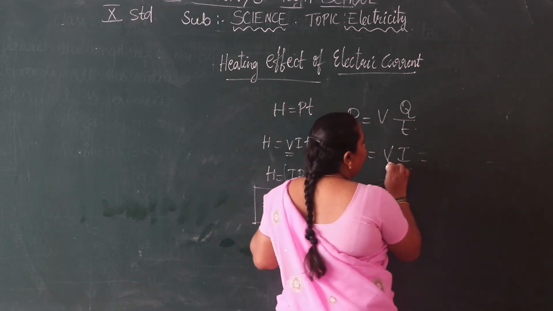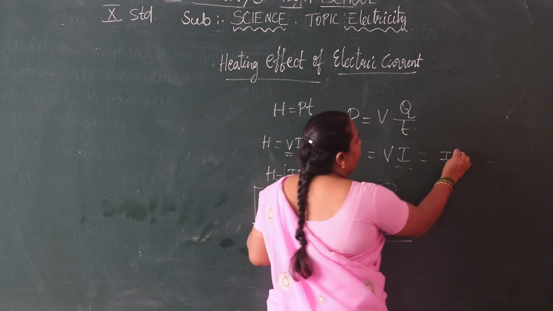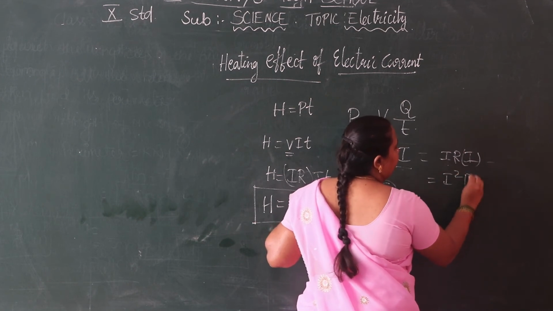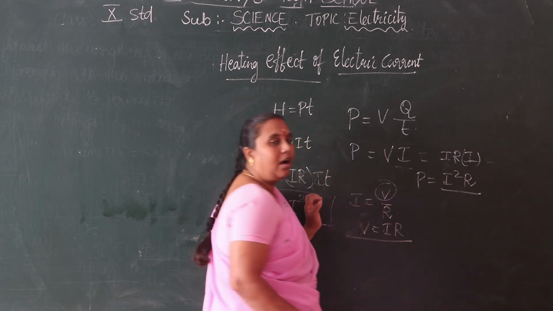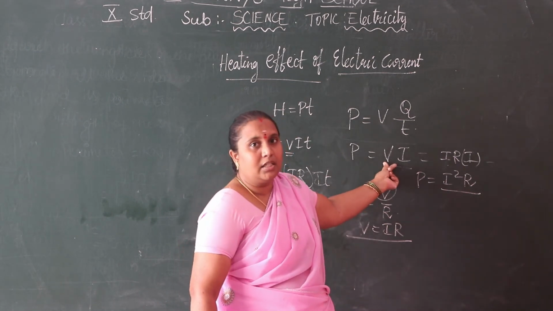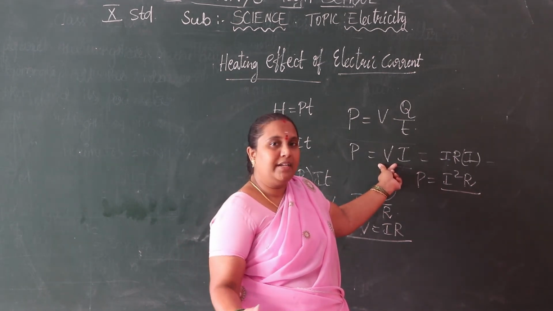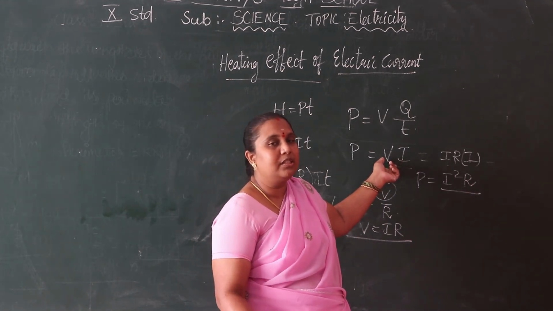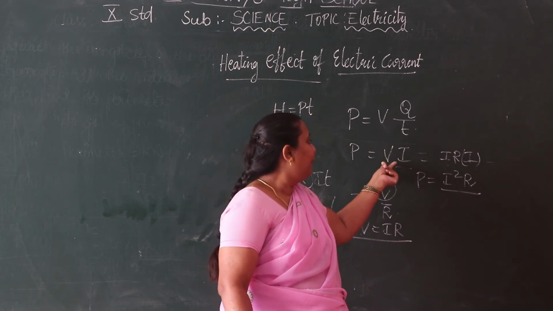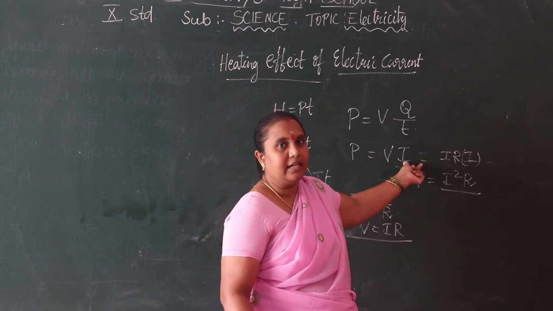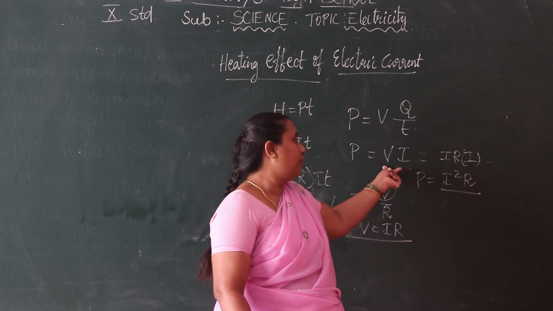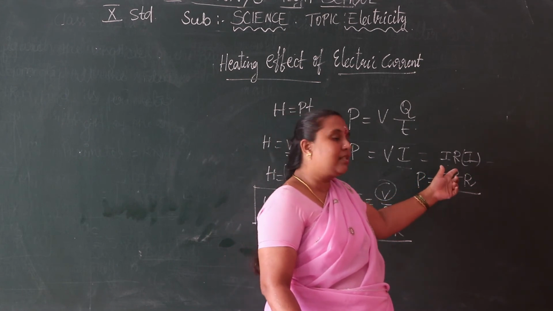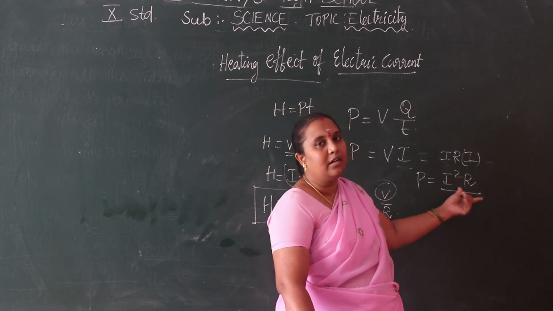Here we can change it: P equals VI, and V we can write as IR, so that is I into I, I square R. So P equals I square R. In any question that asks you to find the electric power, look at what measurements are given. If potential difference and electric current are given, we use this formula. If electric current and resistance are given, we use I square R.